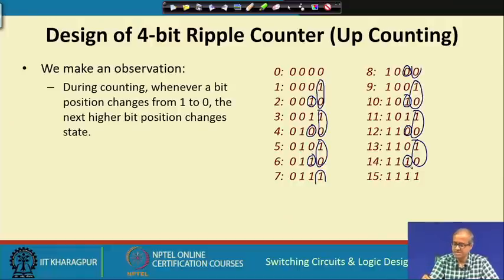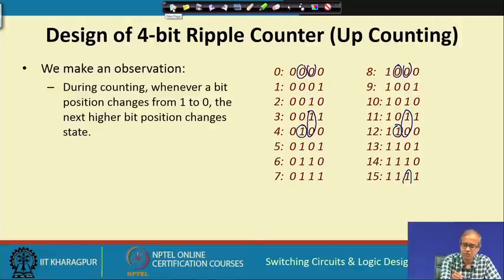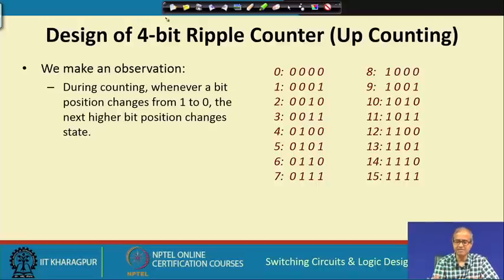So, whenever there is a change in one stage, when the bit goes from 1 to 0, the next higher bit position changes state. So, let us verify for the next position. In the next position, a 1 to 0 transition is coming here, next one is coming here, next one is coming here, and the final one is coming here, 1 to 0. You verify 1 to 0, so the next higher bit is changing, it was 0, it has become 1. Then here, this bit is changing, it was 1, it has become 0. Here, this bit is changing, it was 0, it has become 1, and here also it was 1, it has become 0. So, this is true for all the bit positions.